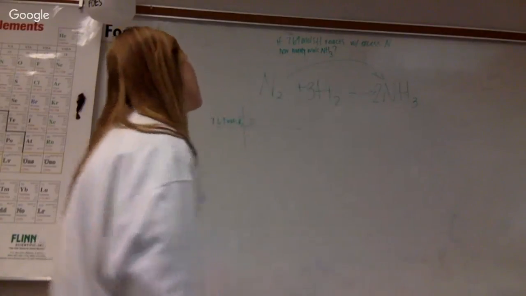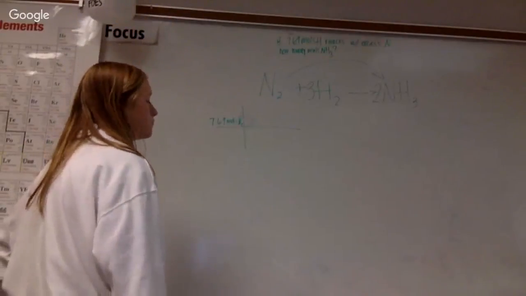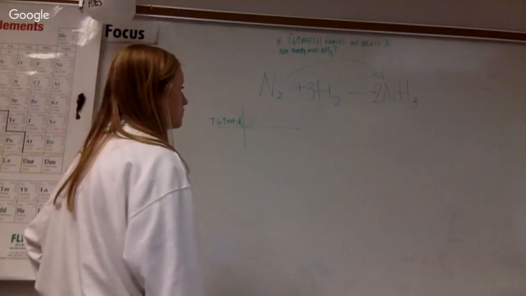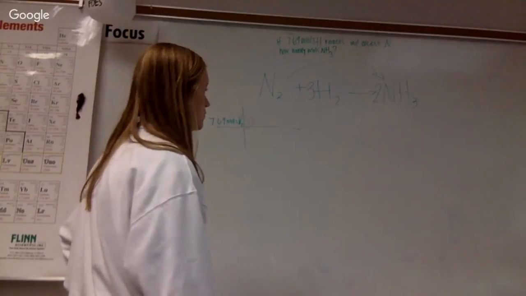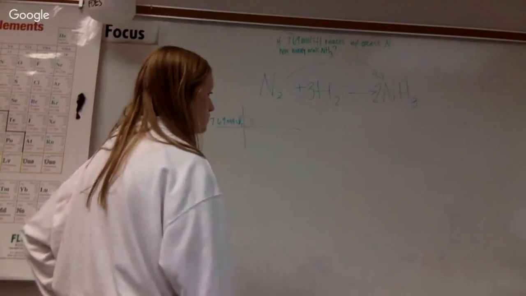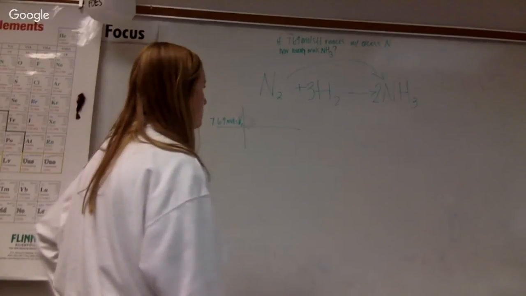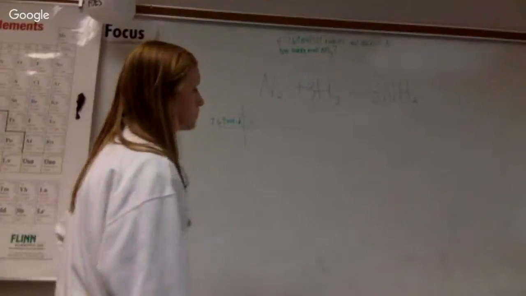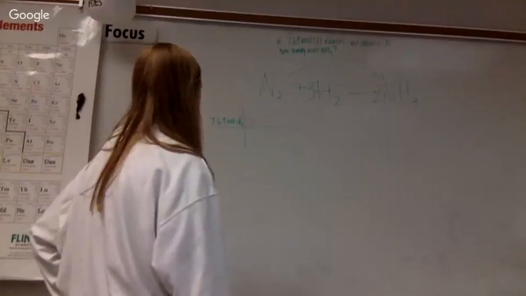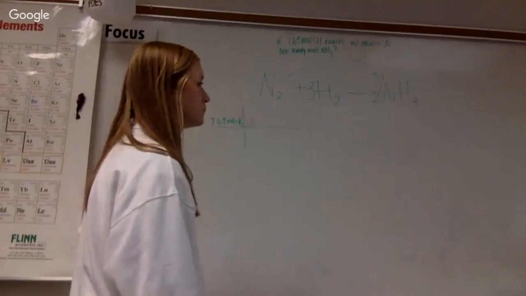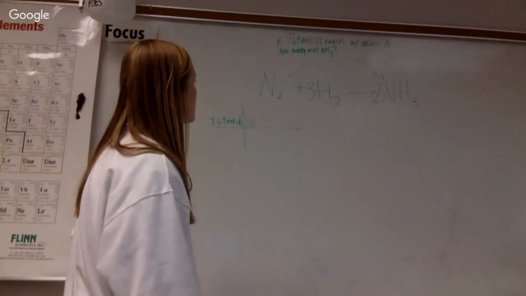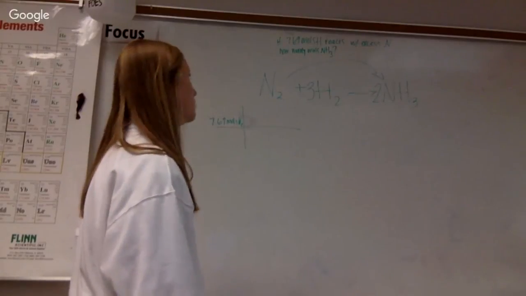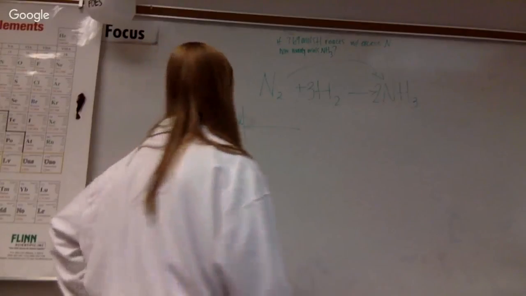The only way you can ever move from one thing to another in an equation is by using the coefficients in front and their mole ratios. So help me out here. Are we using N2 or H2 to start off with? Did I give you grams of N2 or grams of H2, or moles of N2 or moles of H2? H2. So you better start with moles of H2 in our equation, right?